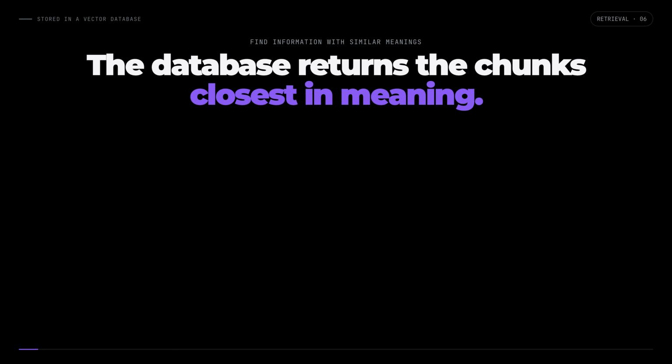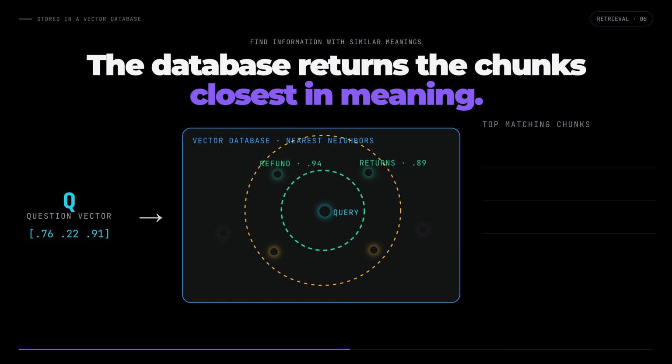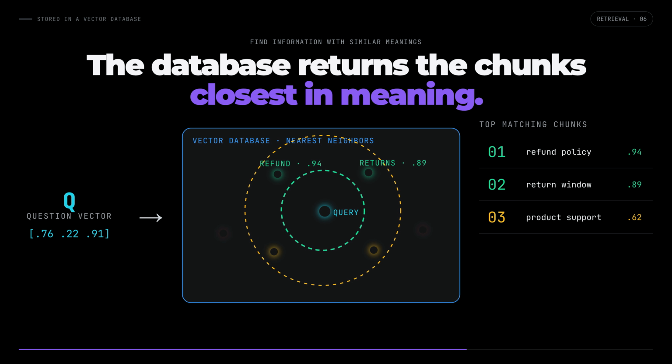The vectors created from the document chunks are stored in a vector database. A vector database is designed to quickly find information with similar meanings. When the user asks a question, the question is also converted into a vector. The database compares it with the stored vectors and returns the chunks that are closest in meaning. The system then combines those chunks with the original question and sends everything to the language model. The model reads the retrieved information and generates a natural language answer.